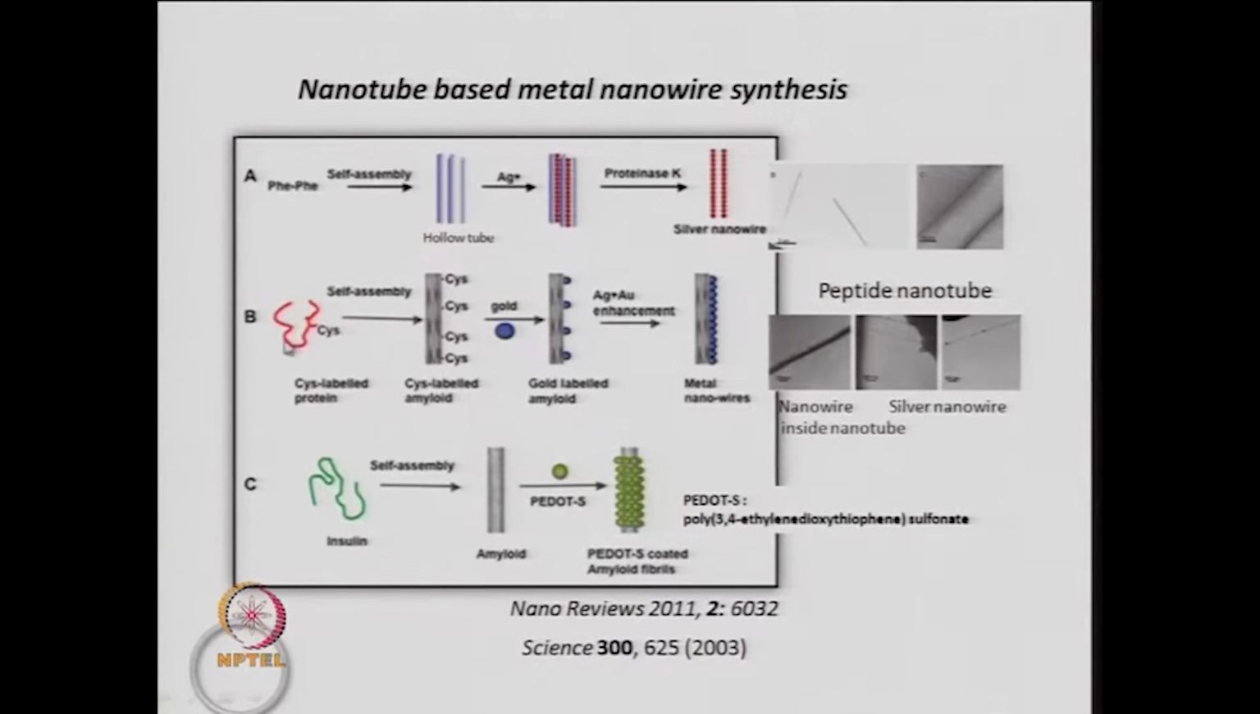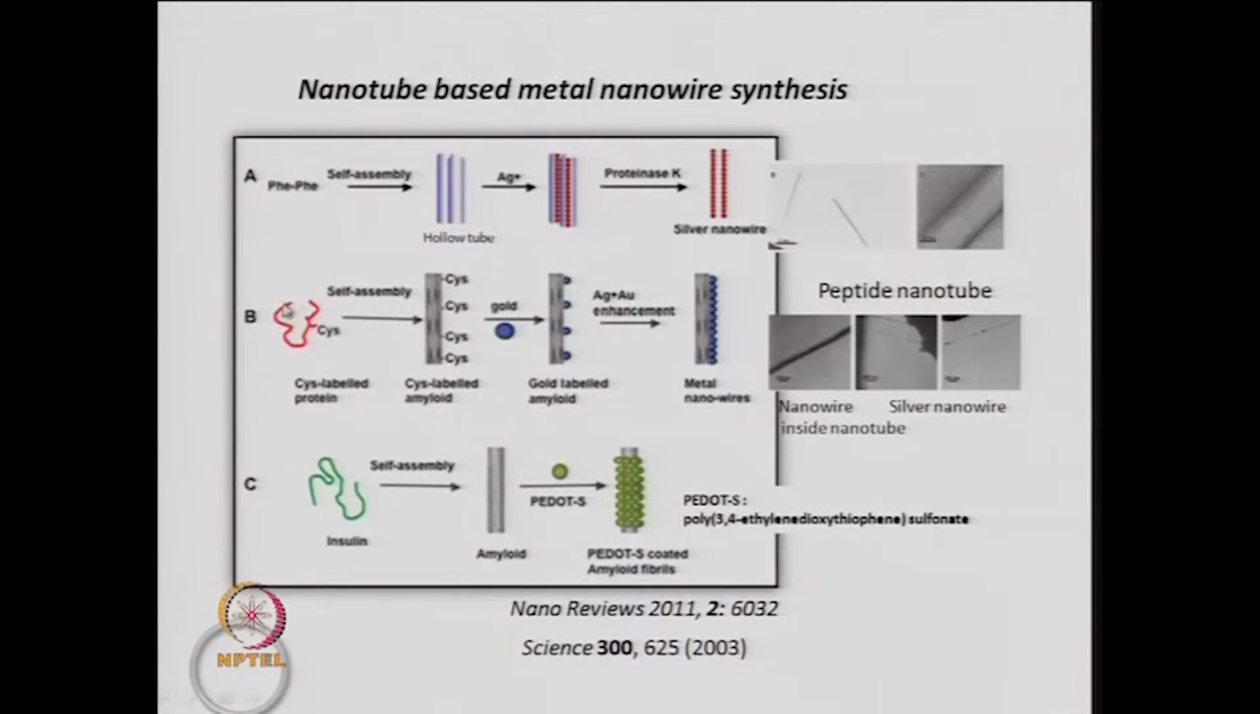This is another example where you have a protein. So, this red wire kind of thing is a protein which is a long polypeptide chain, and it has some cysteine labeled protein. So, that means cysteine is an amino acid, and that cysteine will help you in attaching metal particles.